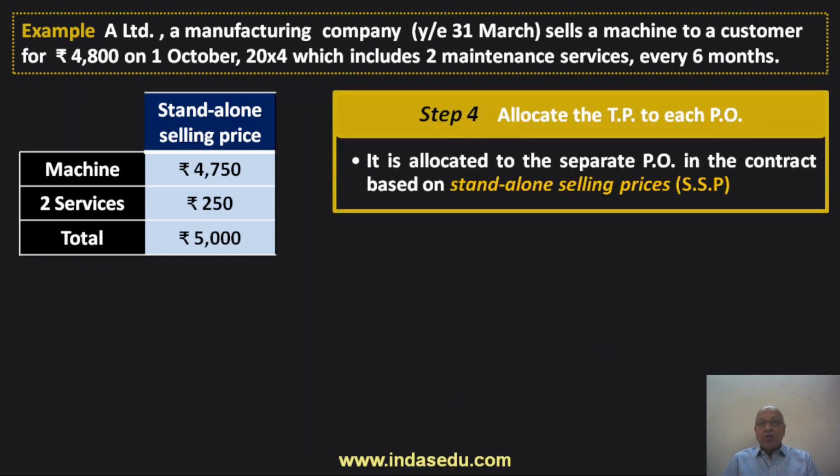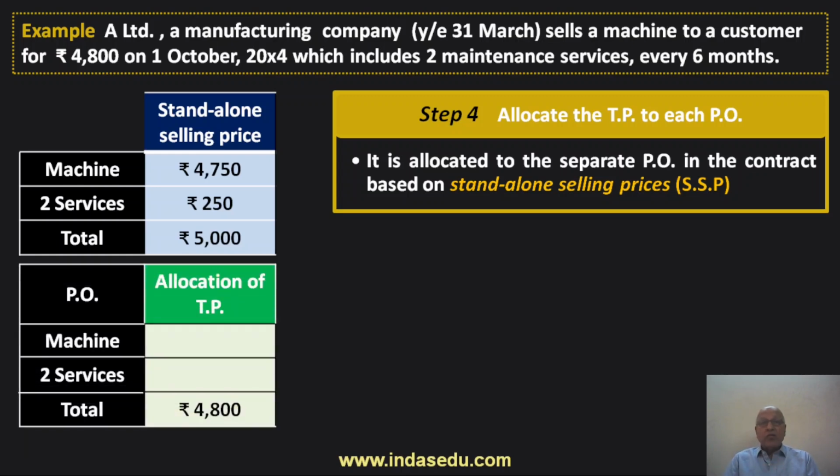Next, step 4, allocate the transaction price to performance obligations. It is allocated to the separate performance obligations in the contract based on the standalone selling prices. Here is the given standalone selling price. Now, how do we allocate this 4,800? 5,000 is the standalone selling price of machine and services, but transaction price is 4,800. That is 200 rupees less. How will that 200 be allocated between machine and services? It should be based on standalone selling prices.